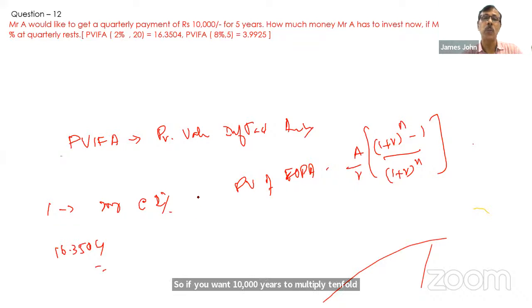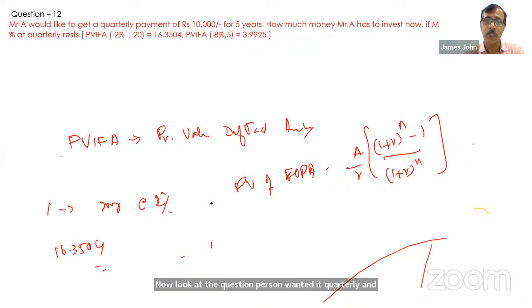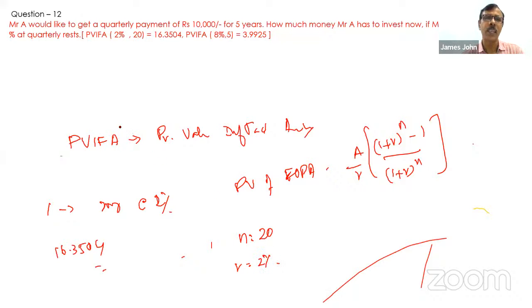And here the thing is, which one you have to take? Whether you have to take PVIFA 2% 20 or PVIFA 8% 5. That is the confusion. Now look at the question. Person wanted it quarterly and for 5 years. So what is N? For a period of 5 years, he should get it quarterly. N takes the value 20. And R is 8%, quarterly means R takes the value 2%. So you have to take PVIFA 2% 20.